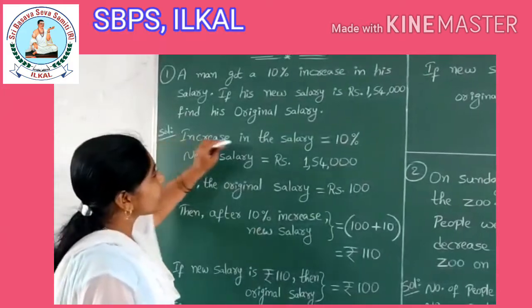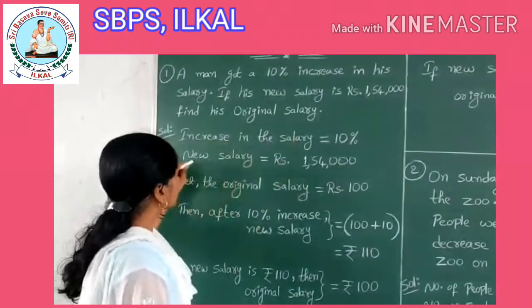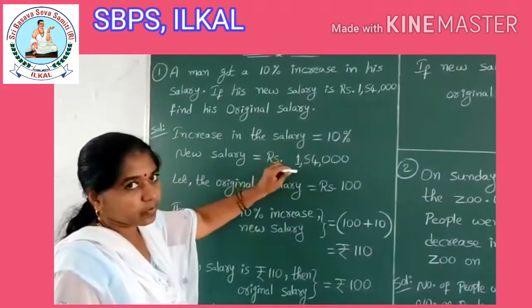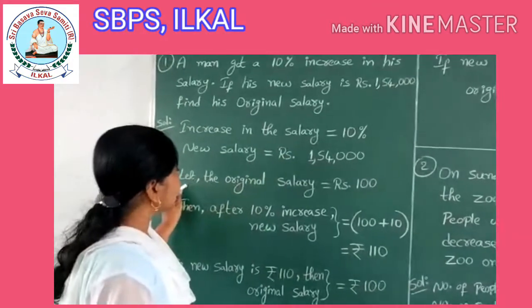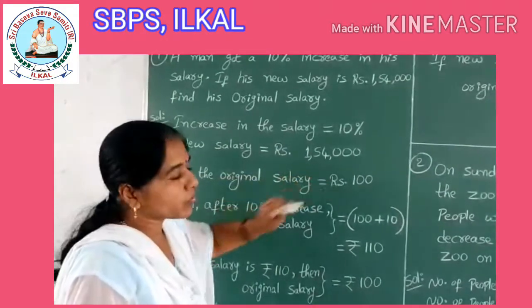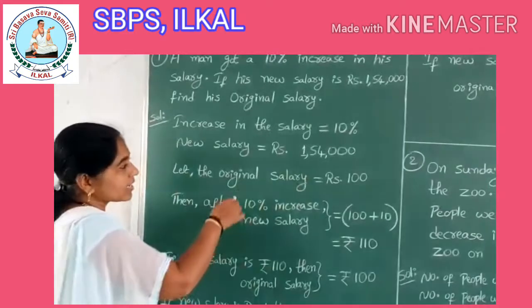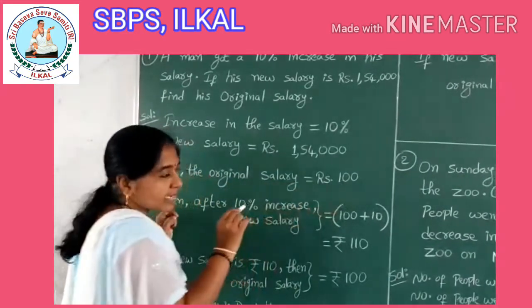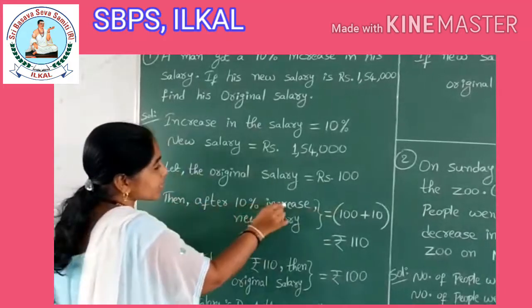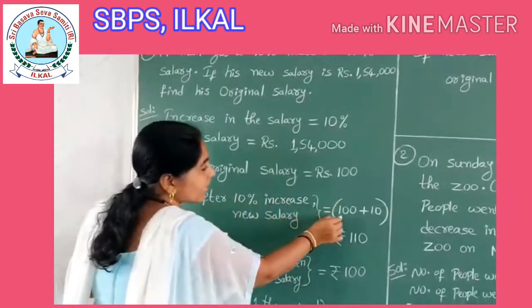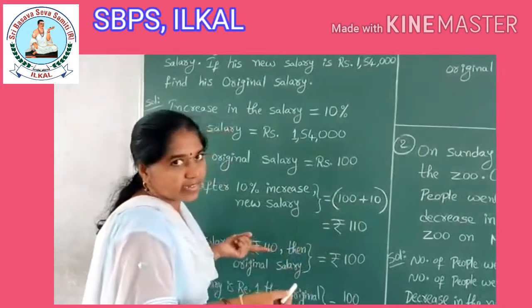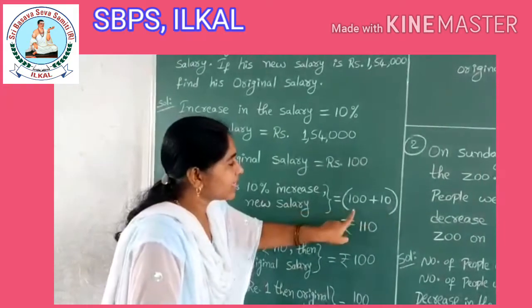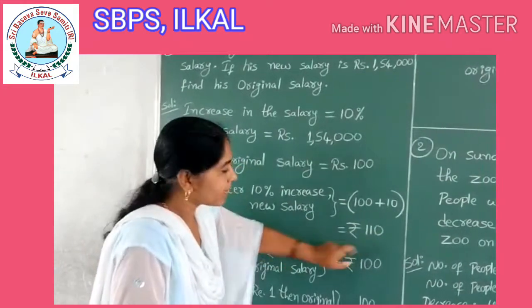Solution. The increase in salary is 10%. The new salary is rupees 1,54,000, they said. Let the original salary be rupees 100. How to find it in an easy way: let us consider the original salary as rupees 100. Then after a 10% increase, the new salary will be 100 plus 10, which is equal to 110. Is it? With a 10% increase, 100 plus 10 is 110.